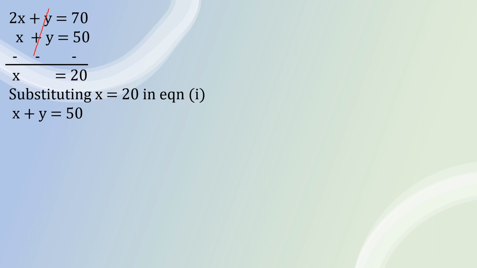2x minus x, you'll get x, and 70 minus 50, you'll get 20. So you got the value of variable x equal to 20. We'll substitute x equal to 20 in equation 1. So let's write down equation 1, that is x plus y equal to 50. I'll substitute it: 20 plus y equal to 50. Therefore, y equal to 50 minus 20. So we'll get y equal to 30. So you got the values of the variables.